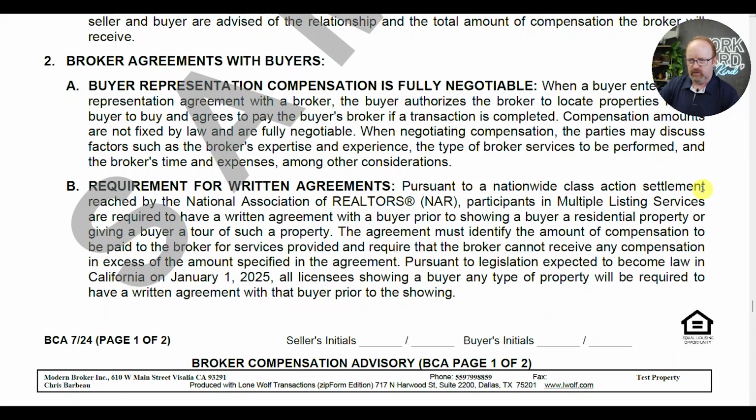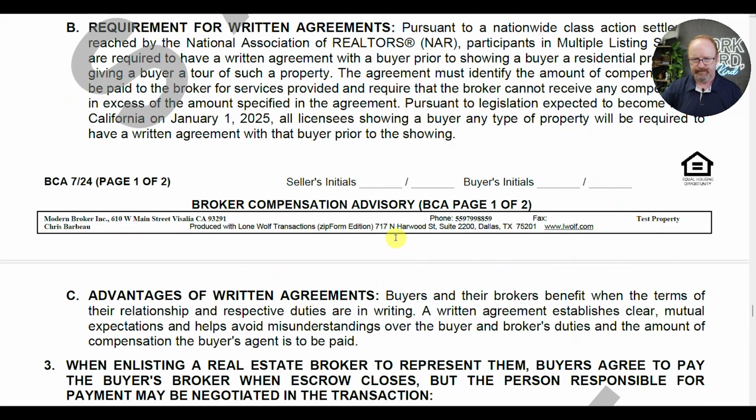But pursuant to a nationwide class action settlement reached by the National Association of Realtors, participants in multiple listing services are required to have a written agreement with a buyer prior to showing a buyer a residential property or giving a buyer a tour of such property. The agreement must identify the amount of compensation to be paid to the broker for services provided and require that the broker cannot receive any compensation in excess of the amount specified in this agreement. So it spells out for the buyer why they have to do this now.